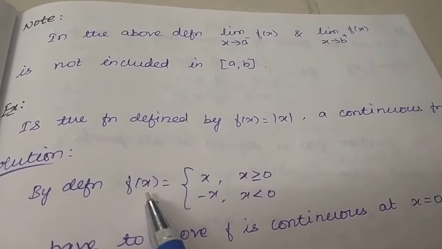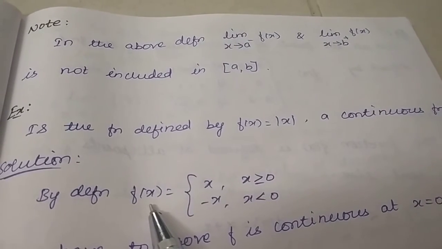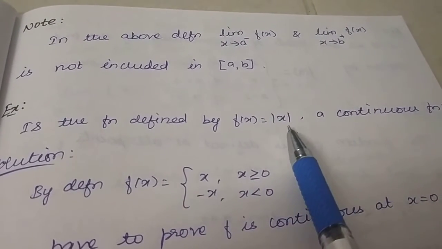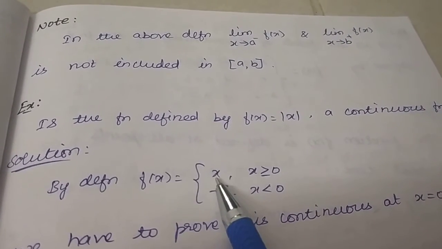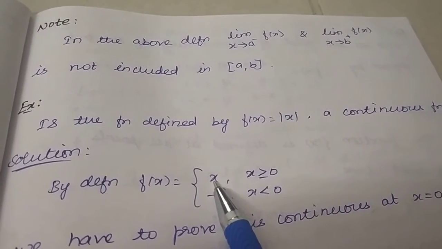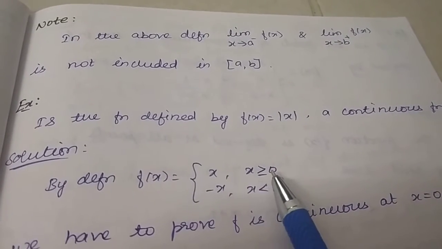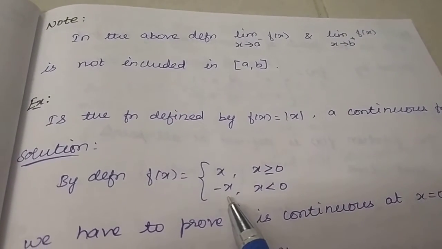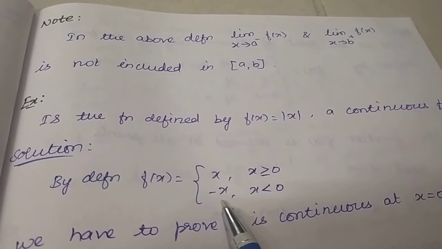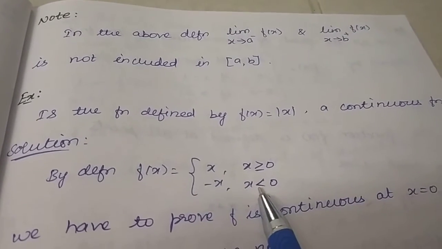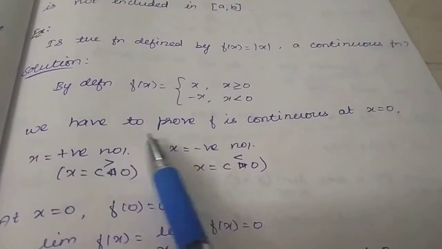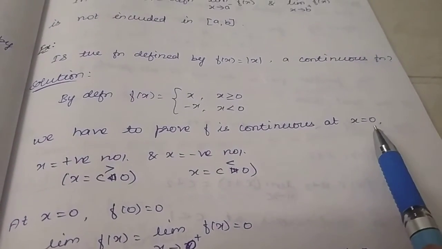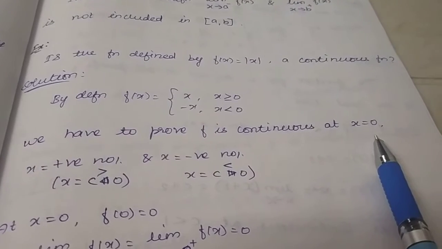So by definition, we have f of x as modulus of x. The definition of modulus of x is that x gets the positive value, that is x, in the interval x greater than or equal to 0, and x will become a negative value, that is minus x, if the limit is x less than 0. So now we have to prove f is continuous at x equal to 0.